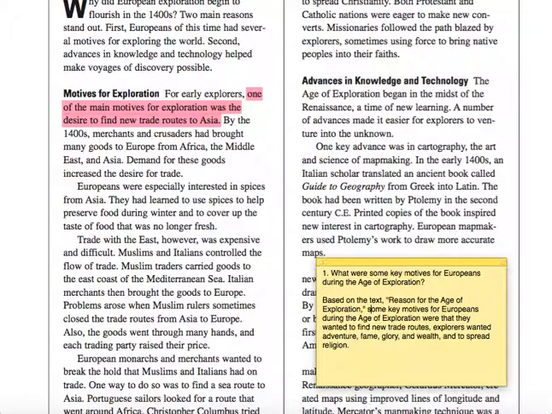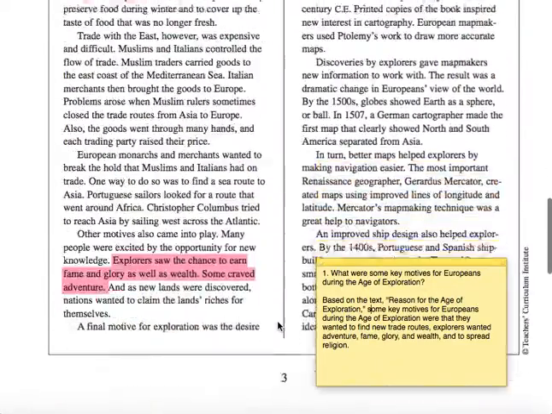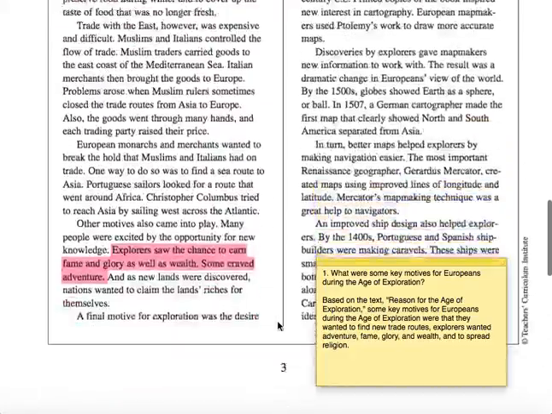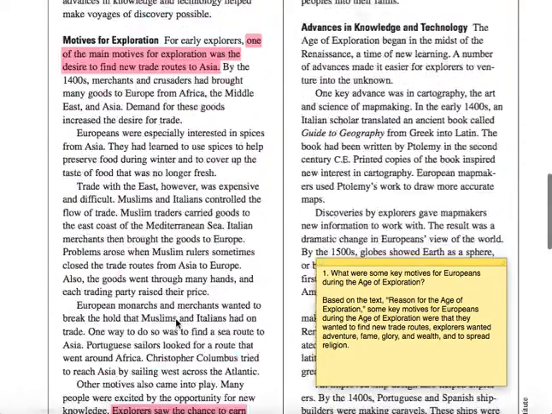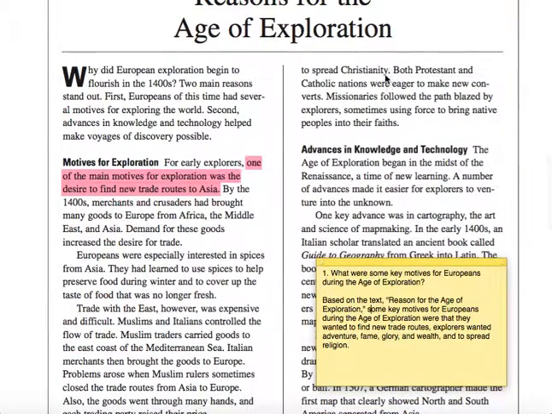So I think that's a pretty good answer. I've used the RACE strategy. I've even highlighted proof in my text. I could highlight that the exploration was to spread Christianity if I wanted to make sure I have that evidence highlighted or underlined. So I think I did a really good job with that.